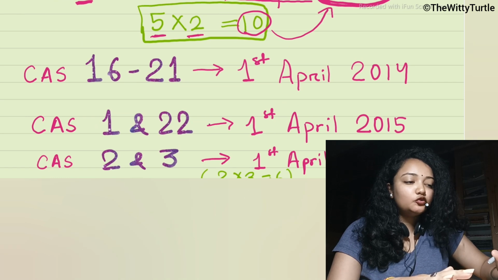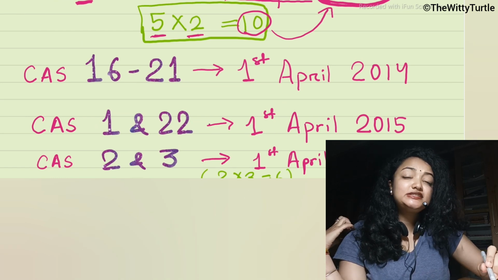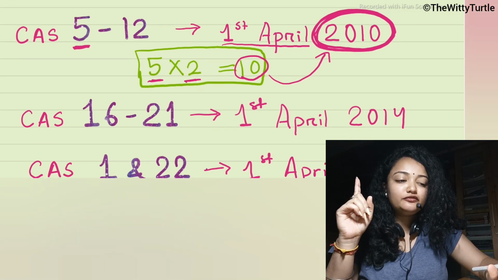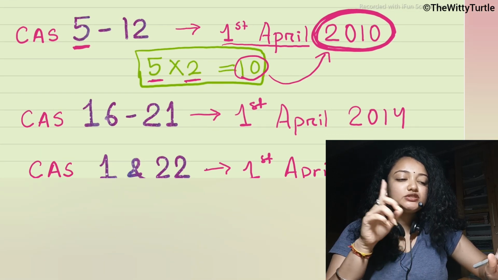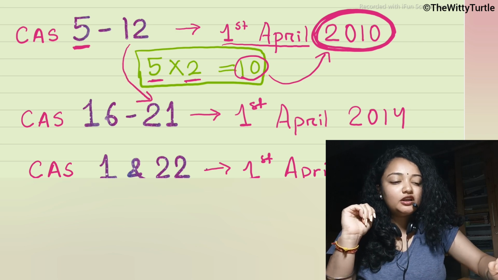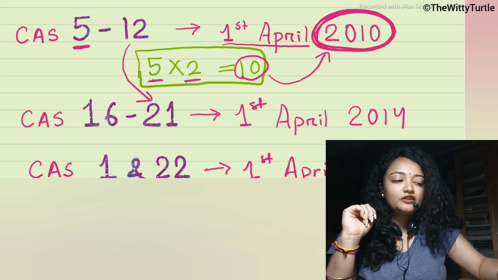Now coming to the second group. The second group is CAS 16 to 21. We left the first group at 12. Now we are coming to 16. Now how will you remember this? If we reverse 12, this will be 21, right?